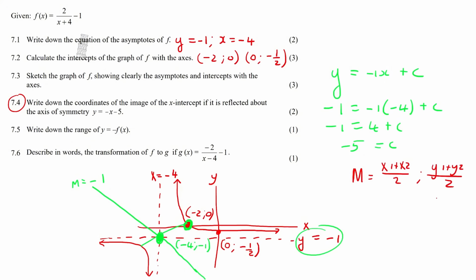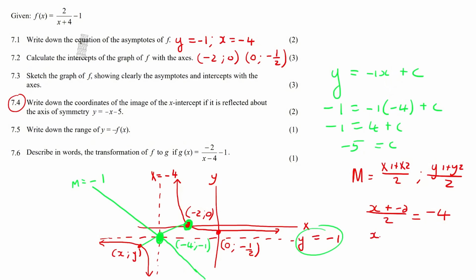And the same with the y values. So we know that we don't know what this x value is, and we don't know what its y value is. So let's pretend you did know what that was. You would say x, plus this one's x value, and then divide by 2. And what should the answer be? Well, the x answer for the midpoint is minus 4, so you can put minus 4 over here.